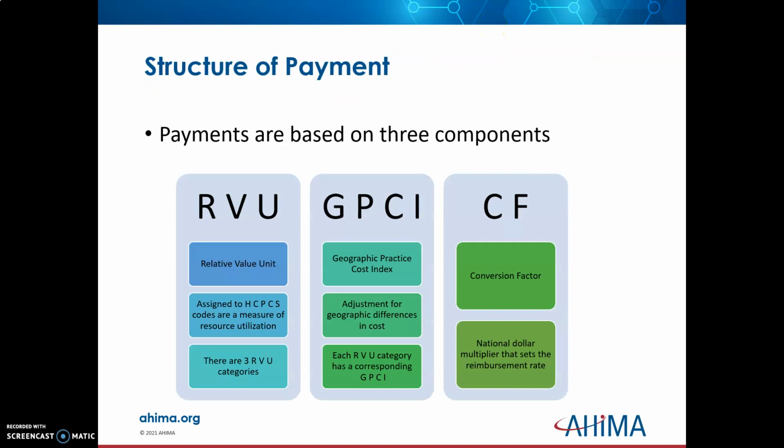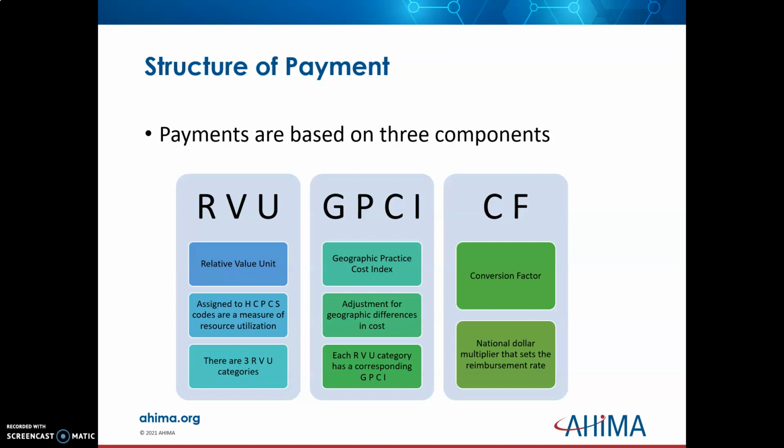Payments in the Medicare physician fee schedule are based on three components. First, we have the relative value unit. Then we have the GPCI, which is the Geographic Practice Cost Index. And lastly, we have the conversion factor, which is CF. The RVU is assigned to each CPT code or HCPCS code, and that is the measure of resource utilization.